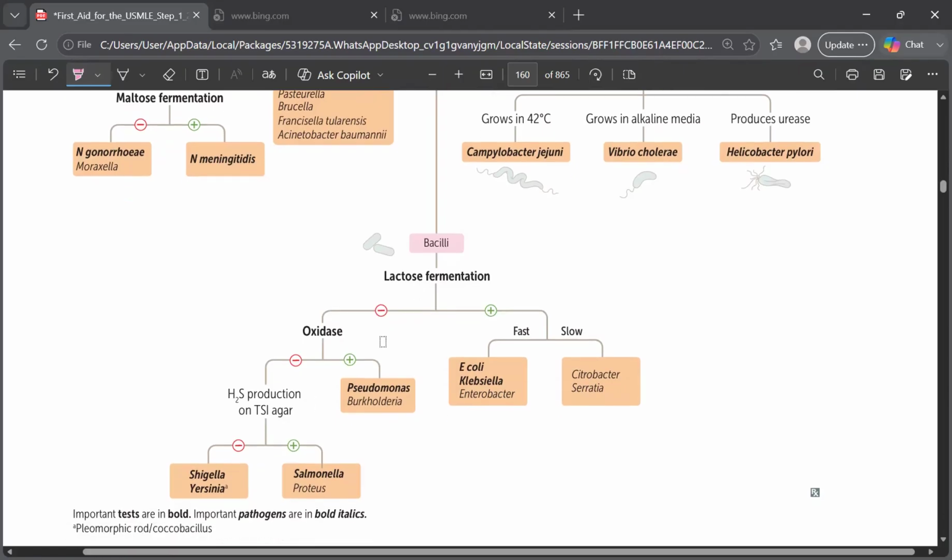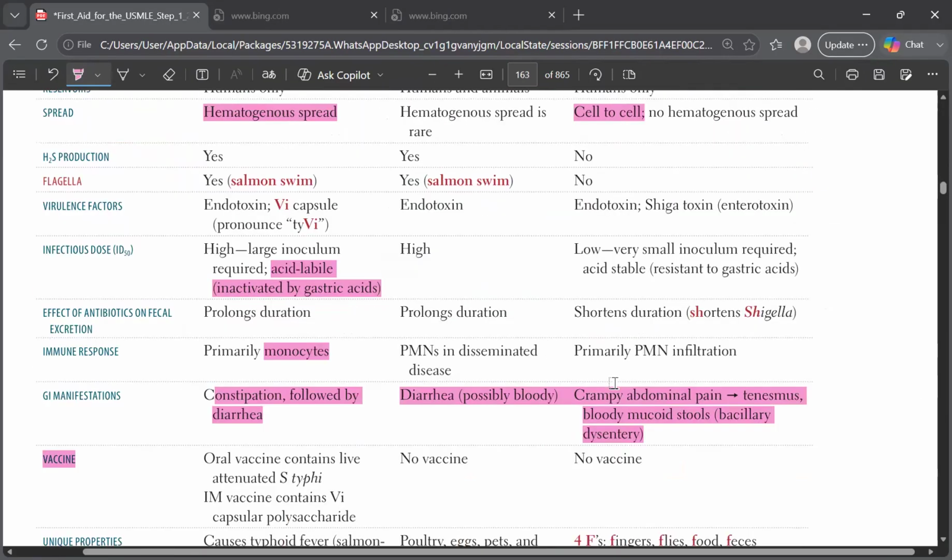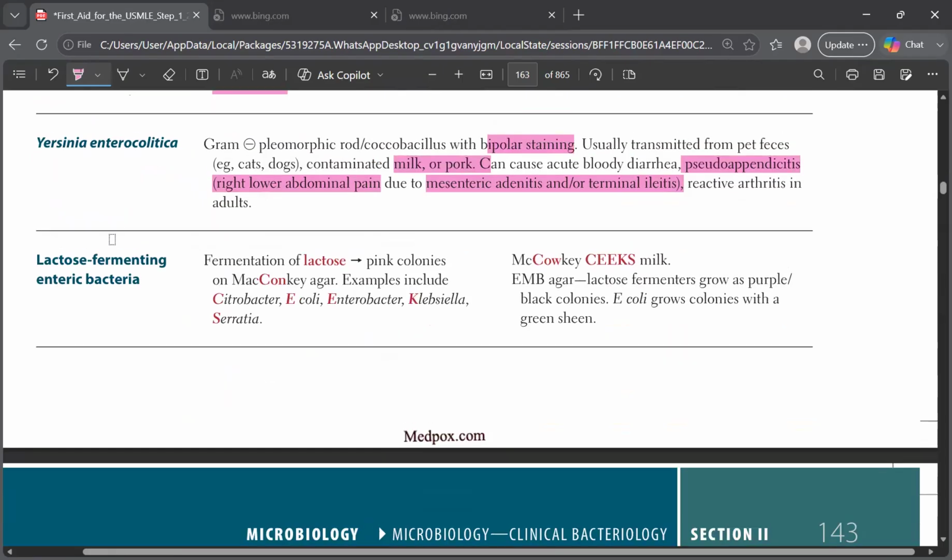And now it is the turn of lactose fermenters, which are E. coli, Klebsiella, Enterobacter, Citrobacter, and Serratia. So the first one is lactose fermenting enteric bacteria. They ferment lactose and form pink colonies on MacConkey agar. Examples include Citrobacter, E. coli, Enterobacter, and Klebsiella. MacConkey, KEEKS: milk. Cow for Conkey, KEEKS for Citrobacter, E. coli, Enterobacter, and Klebsiella. On EMB agar, lactose fermenters grow as purple or black colonies.